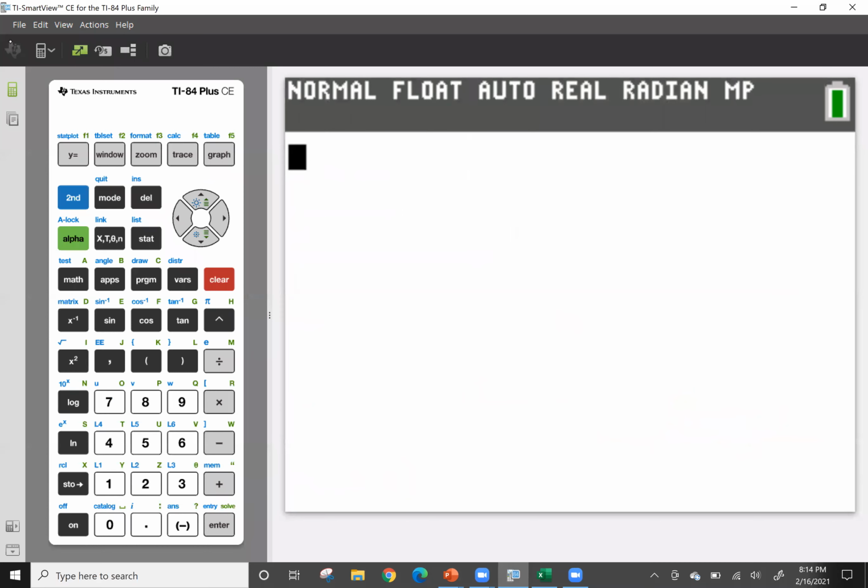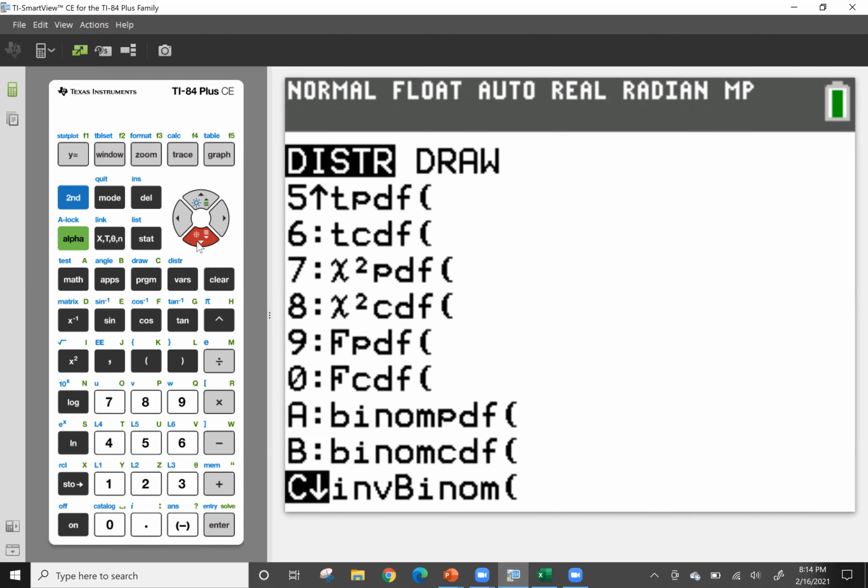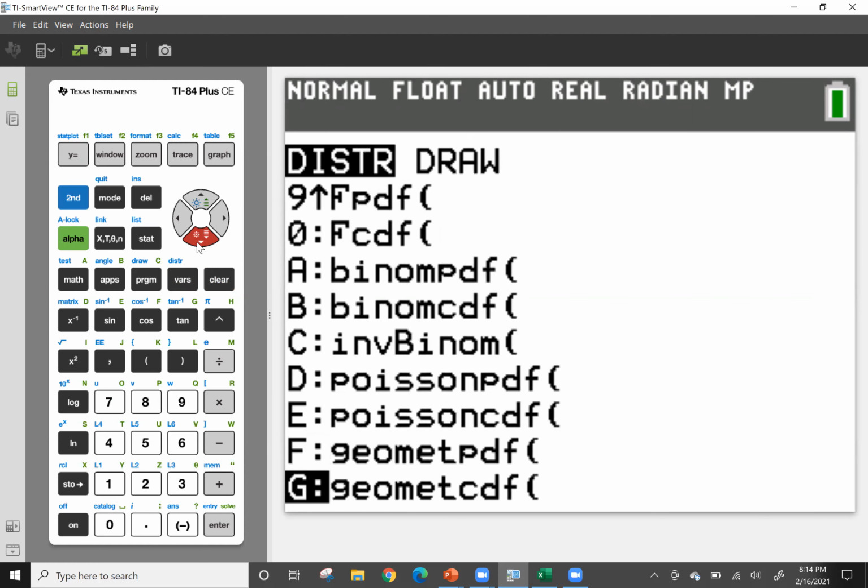So here's our calculator. Our probability distributions are found above the variables menu, which is to the left of clear. We're going to go second distribution and find the geometric. I'm looking for a distribution with geo. And there they are, F and G. F is the geometric PDF. That finds the distribution when the random variable takes on exactly a value, so exactly 9 or exactly 10.